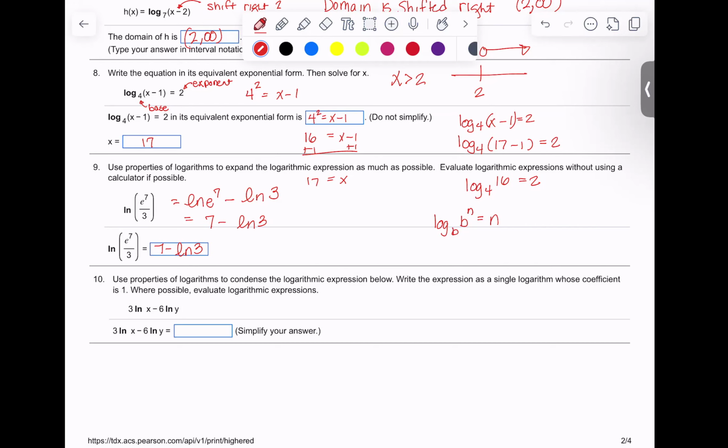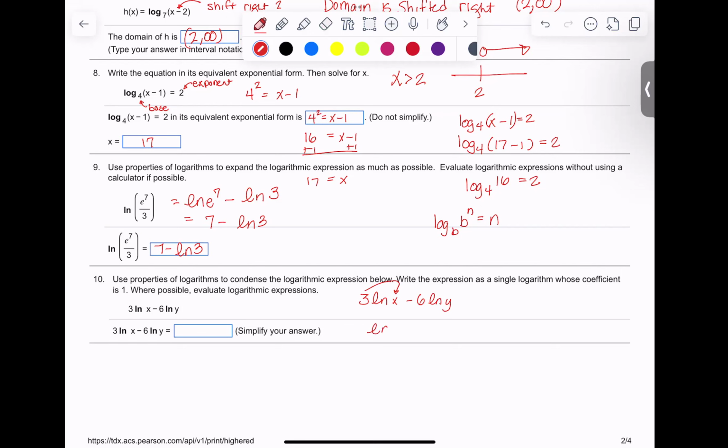So we're first going to take those factors in, so let's write this over here. We have 3 natural log x minus 6 natural log of y. So we're going to take that 3 in as an exponent.